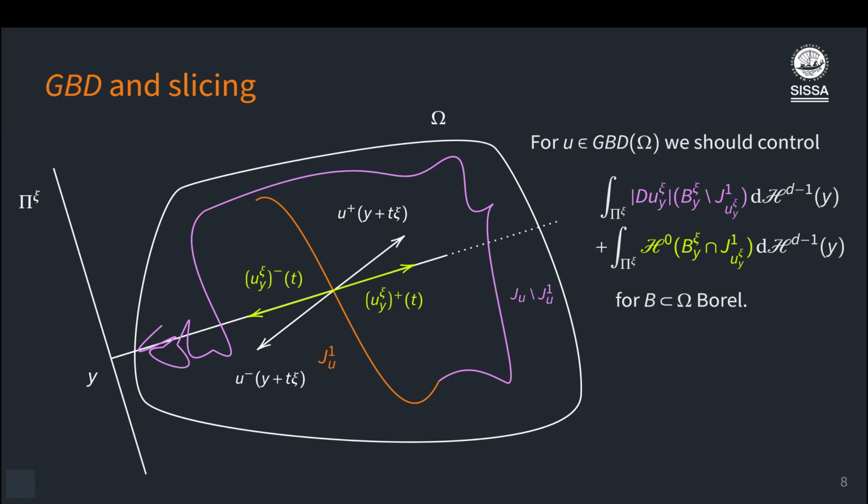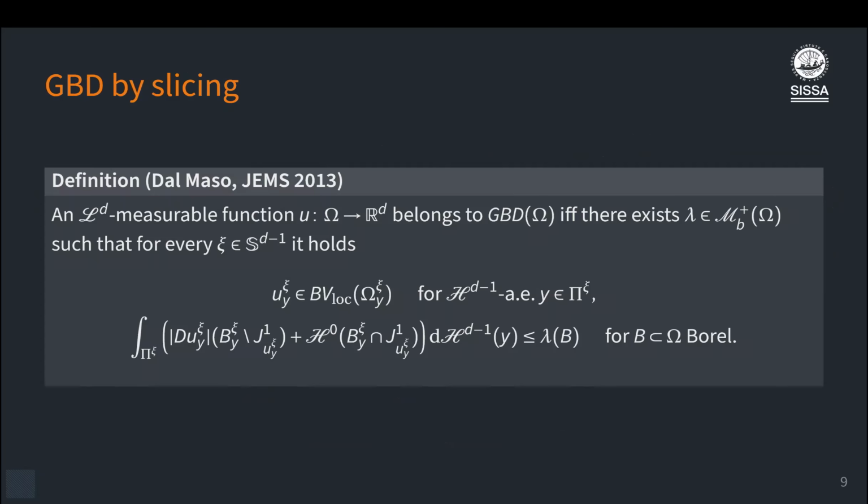And this is the second definition that Dal Maso gave of GBD. For him, a GBD function is also a function such that for almost every point I pick in the plane, I take the slice, I obtain a BV_loc function, and the average of the total variation of these derivatives when the jumps are small is controlled, and also the number of jumps that they make is controlled.